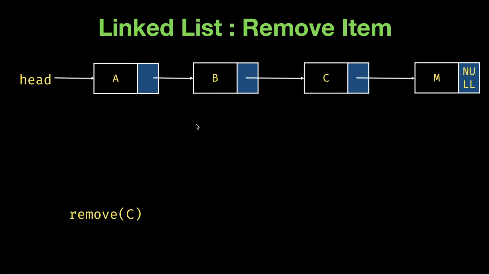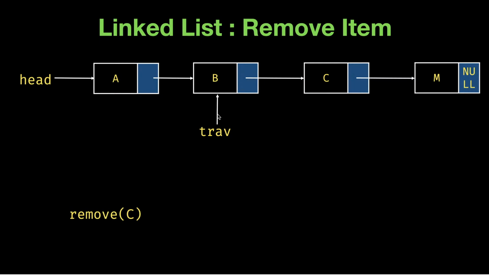For example, if we want to remove C, first of all we create a pointer that points to the head, and then we basically traverse until we reach the node just before C, right? So how will you know that we have reached just before C? For that we have to check the next node's data. So for B, let's see the next node, and in this node the data is C, so we will know that we have reached the node just before C.